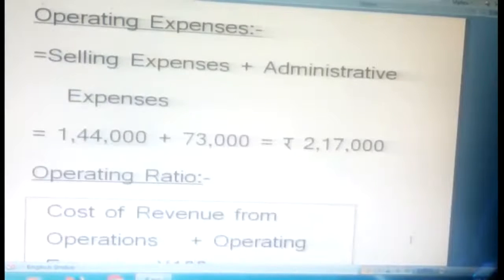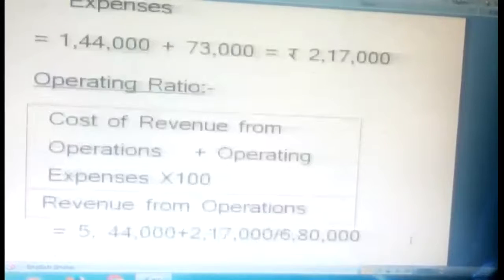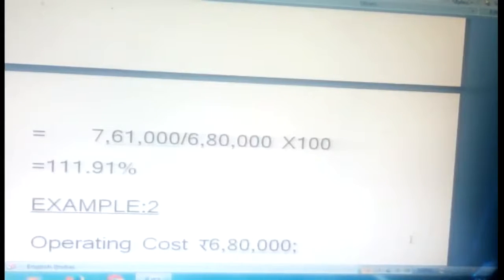Okay, so now substitute the formula. Operating ratio is equal to cost of revenue from operations plus operating expenses divided by revenue from operations into 100. We know our cost of revenue from operations is 5,44,000, plus our operating expenses, just now we got, 2,17,000, divided by revenue from operations 6,80,000, into 100. When you add together, we get 7,61,000 divided by 6,80,000 into 100. We get the percentage 111.91 percent. That's our operating ratio.